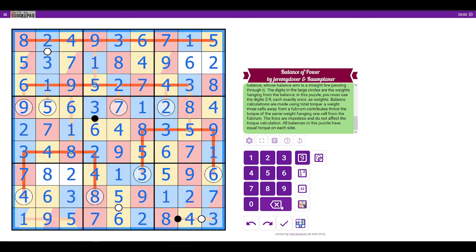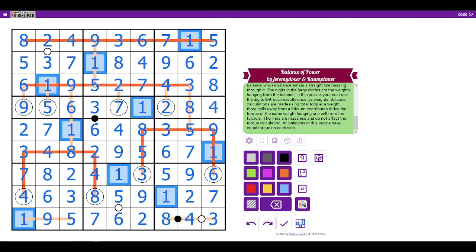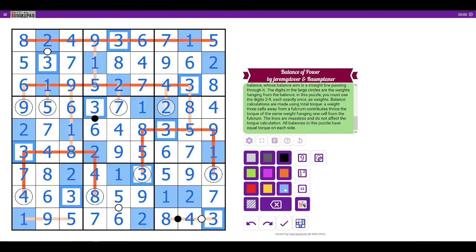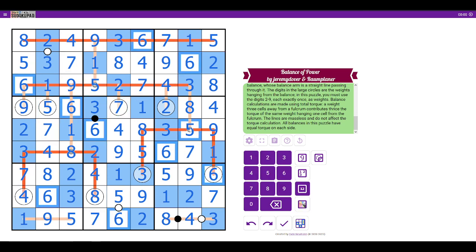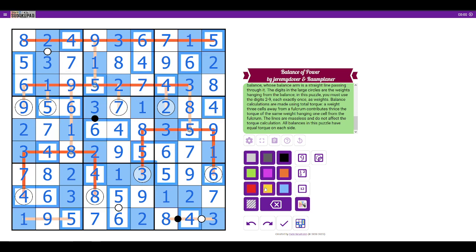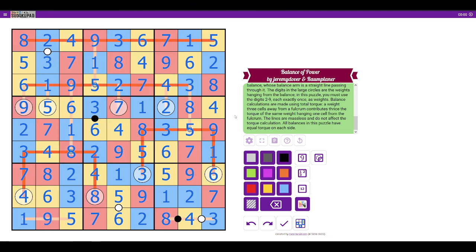I'm just going to quickly undo that. Let's go here and just get rid of all of these. All those are blues. All those are blues. All those are blues. Just so we can... Oops, sorry. All those are reds. We can admire the finished puzzle.